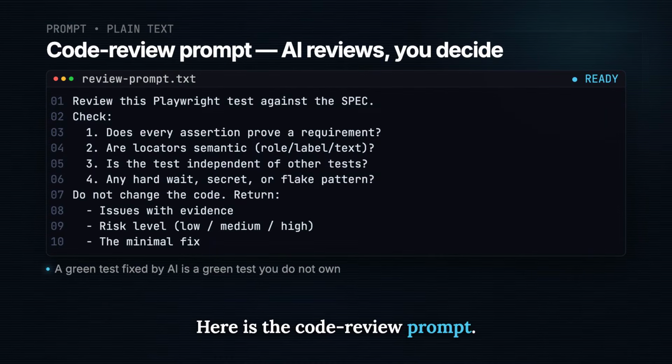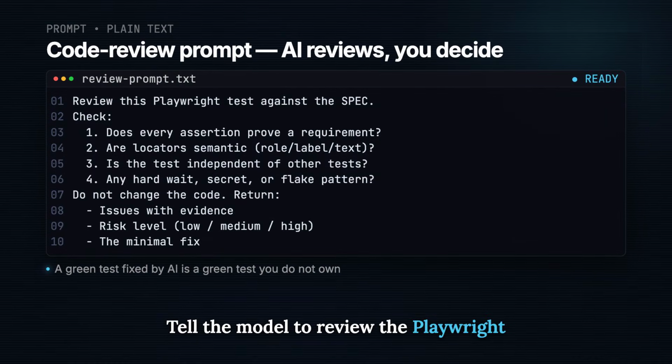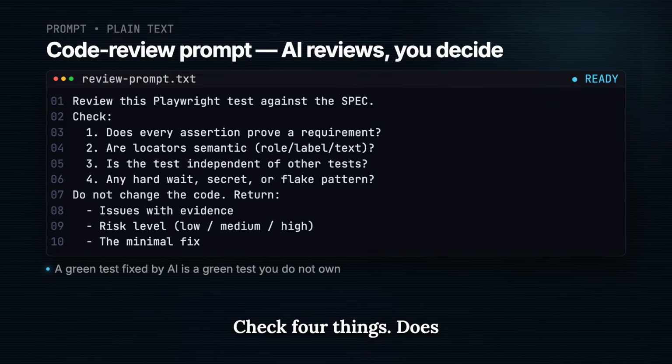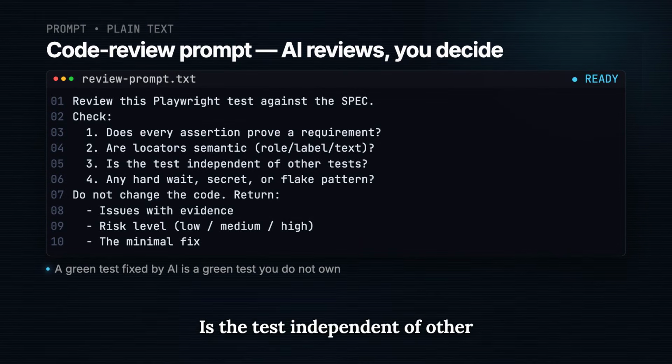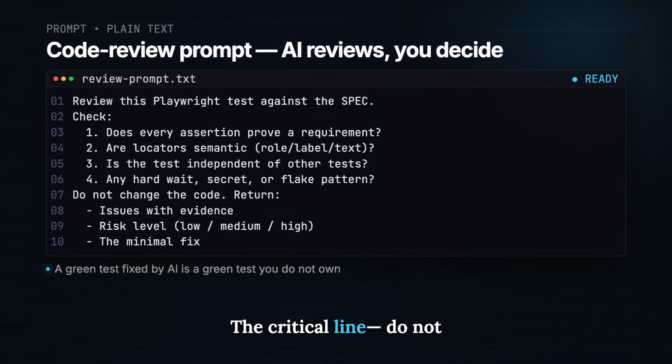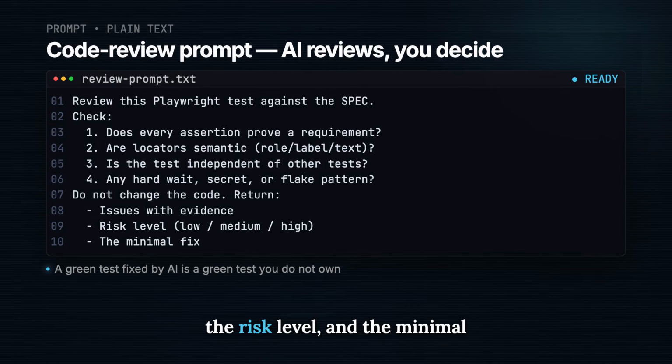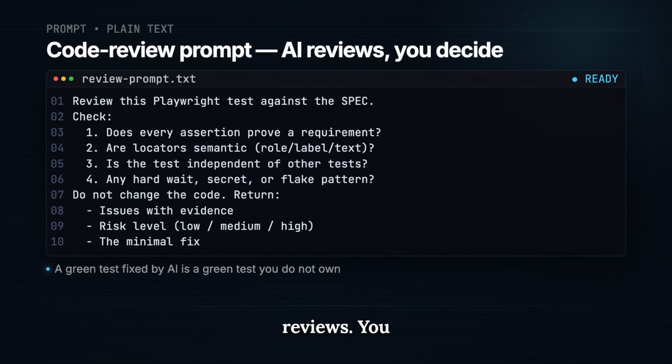Here is the code review prompt. Tell the model to review the Playwright test against the attached specification. Check 4 things. Does every assertion prove a requirement? Are the locators semantic? Is the test independent of other tests? And does it contain any hard wait, secret, or flakiness pattern? The critical line: do not change the code. Return the issues, the evidence, the risk level, and the minimal fix. AI reviews. You decide. You apply.